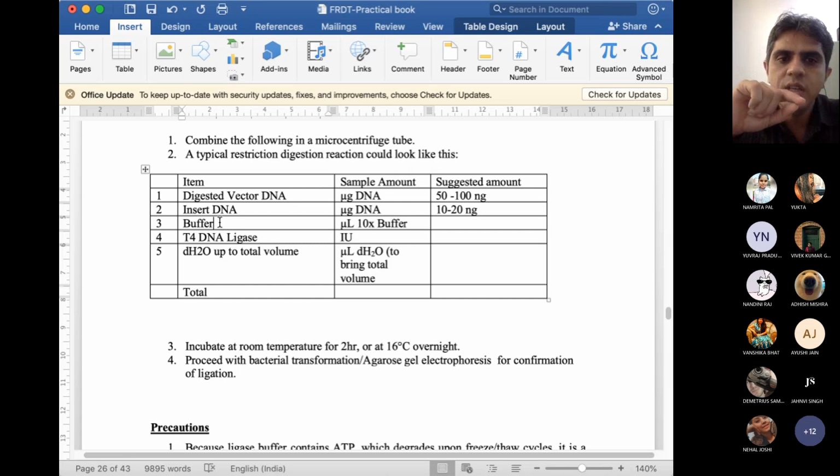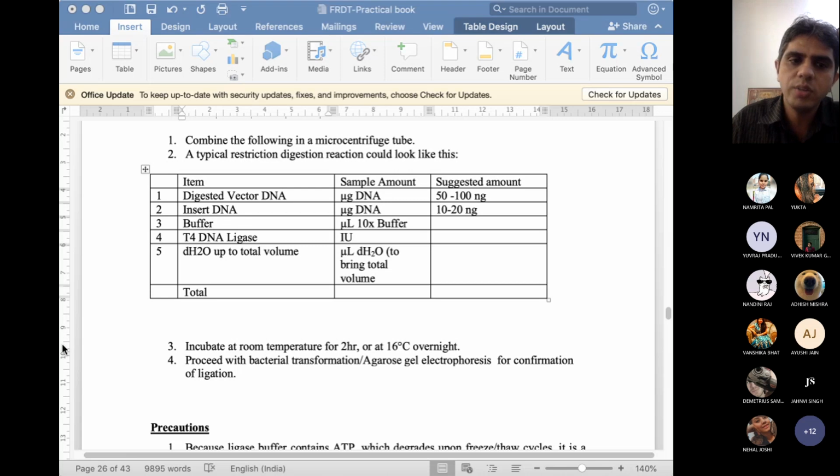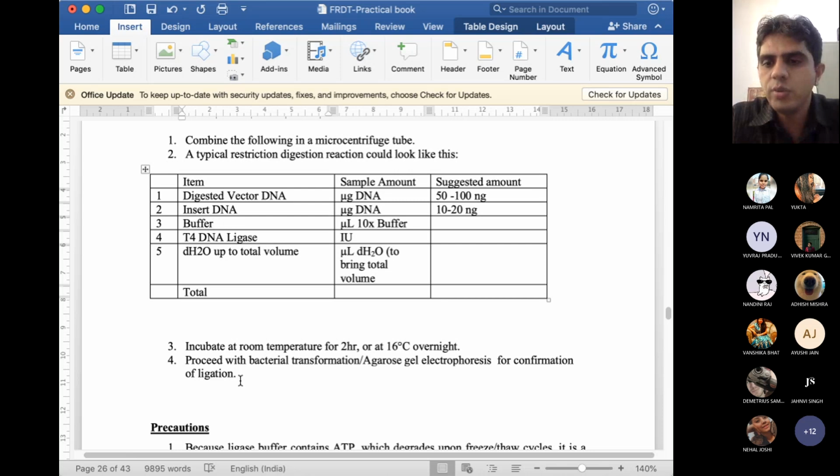When we get this DNA ligase from the market, you need to check what your supplier supplied you. Generally it is going to be more than 1 unit per microliter. Depending upon that, you can choose how many microliters of your ligase you need to add. So at least 1 unit we need. So if it is 1 unit per microliter, just add 1 microliter of your ligase.